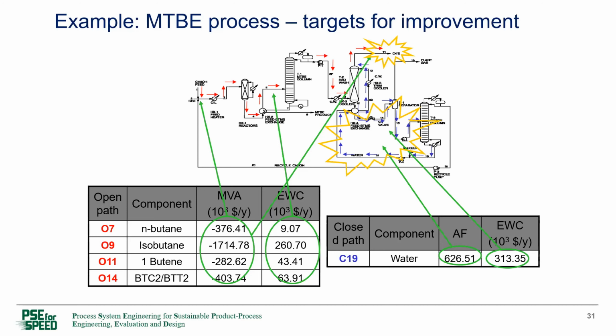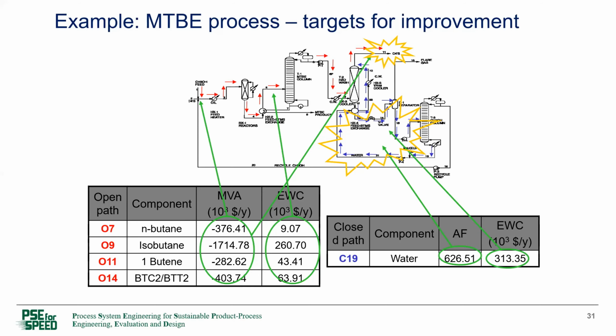Anything we can do in the recycle loop to reduce the flow rate will decrease the energy. Anything we can do to decrease the flow rate of the chemical going out will improve the MBA. So now we know what to do. And then we have to generate the alternatives.